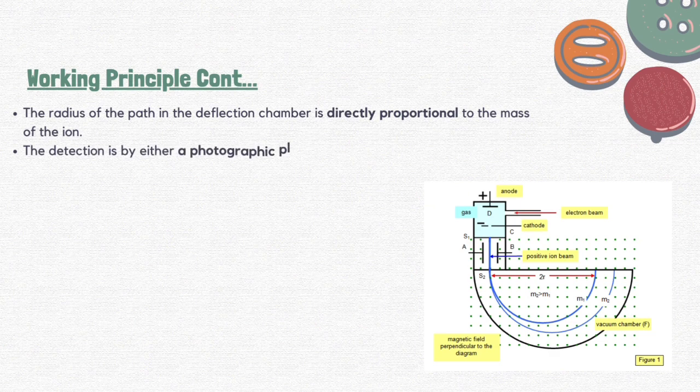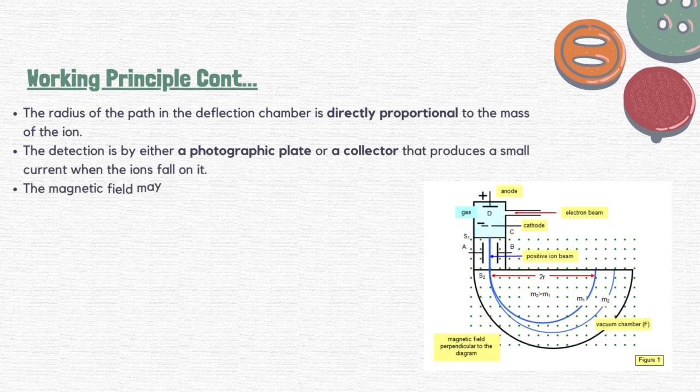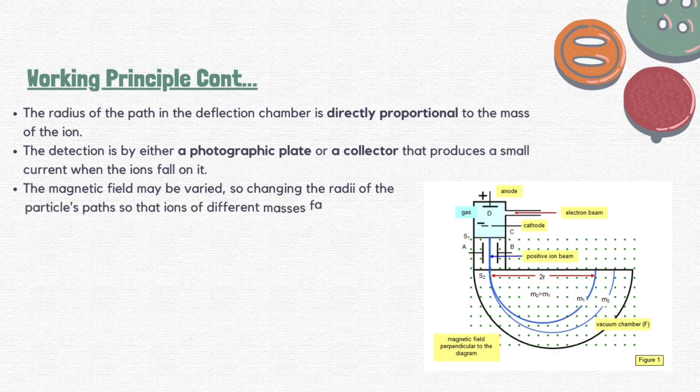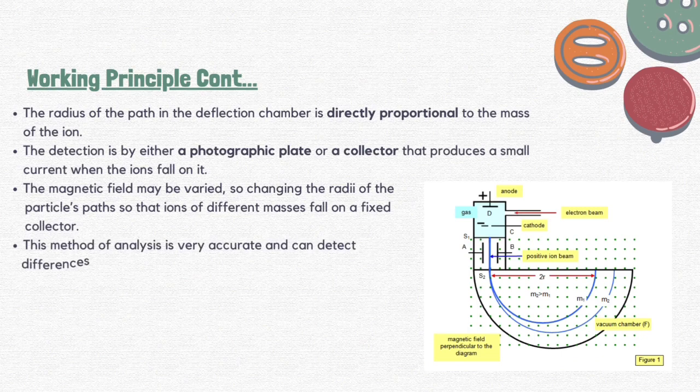The detection is by either a photographic plate or a collector that produces a small current when the ions fall on it. The magnetic field may be varied, so changing the radii of the particles' paths so that ions of different masses fall on a fixed collector. This method of analysis is very accurate and can detect differences in the masses of two ions as small as 1 part in 10 to the power of 9.